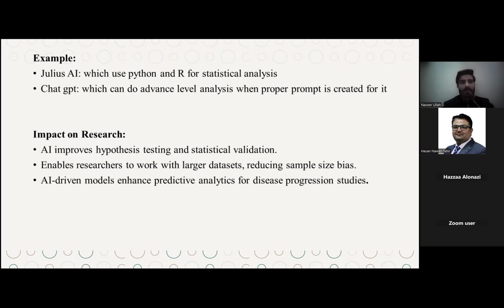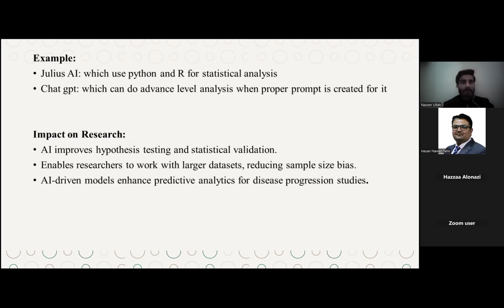Then similar to ChatGPT, which can do advanced level analysis when a proper prompt is created for it. Like we upload our data to ChatGPT. Now there are two others, DeepSeek and Grok 3. We can upload our data there. Then we have to give a proper prompt, exactly what we want. And it gives us code or directly analyzes the data.